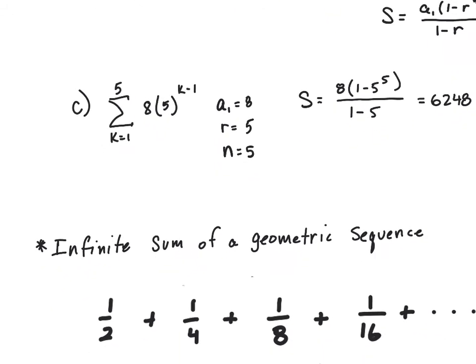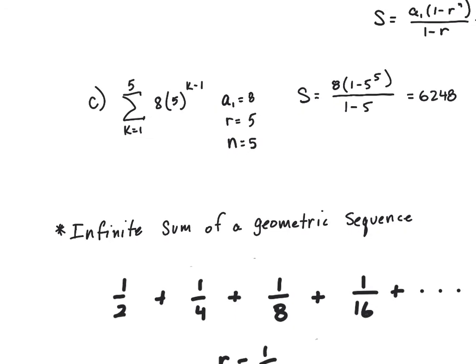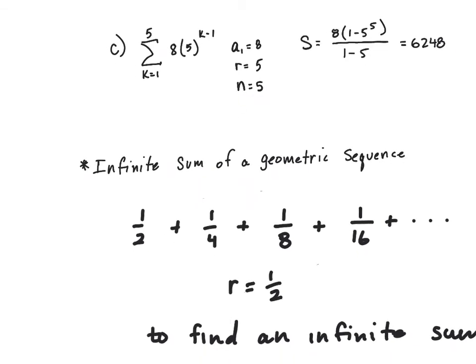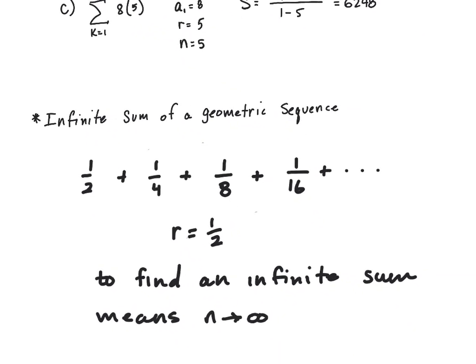And that's an interesting conversation to have. So let's take a look at this series. 1/2 plus 1/4 plus 1/8 plus 1/16 added indefinitely. That's what these dots here imply. The common ratio is 1/2. To find an infinite sum means that n is approaching infinity. So we're not adding a certain number of terms together, like 100 terms or even a million or even 10 billion. We're adding an infinite number of terms together.